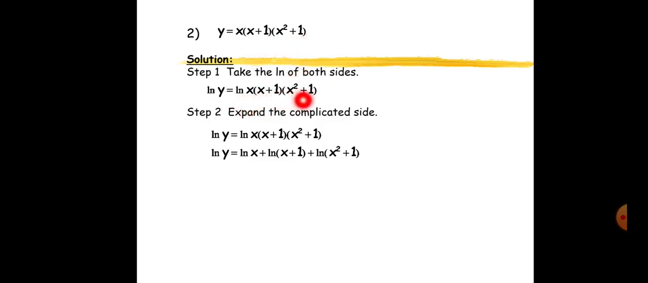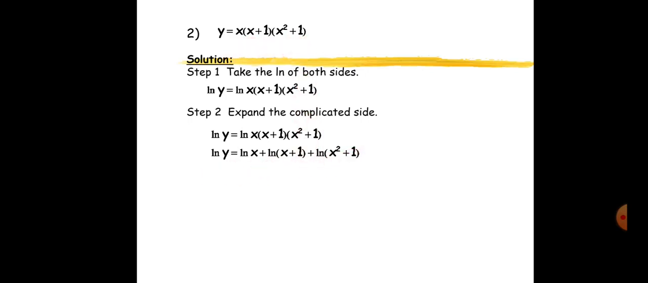And from the properties of ln, you can write ln first plus ln second plus ln third. So when you distribute ln inside, you have to distribute it with plus. So ln x plus ln of x plus 1 plus ln of x squared plus 1. Because we have three terms multiplied by each other, you can write ln y equals ln first plus ln second plus ln third.